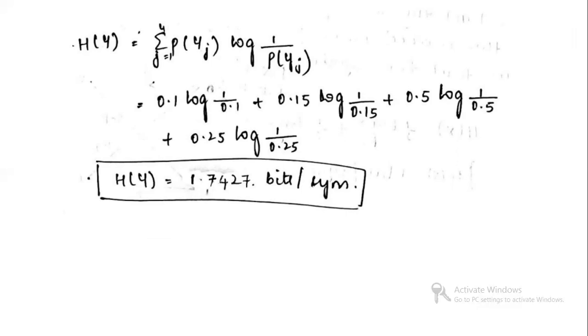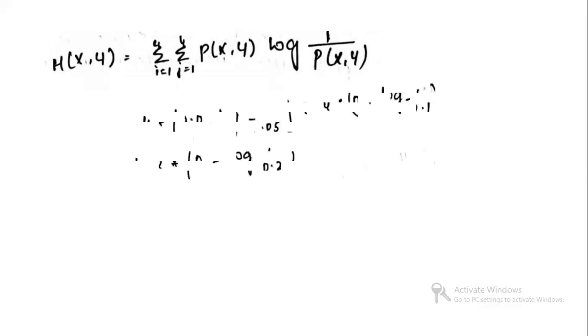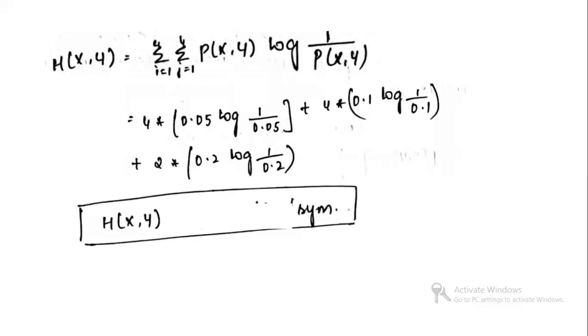Now we have calculated the input entropy and output entropy. In the question, they have given you the joint probability matrix. From that matrix, using those values, now we need to calculate the joint entropy value. That is H(X,Y) equal to summation i equal to 1 to 4, summation j equal to 1 to 4, P(x,y) into log of 1 by P(x,y). Substituting those probability values in this equation and calculating it, we get H(X,Y) as 3.1219 bits per symbol.